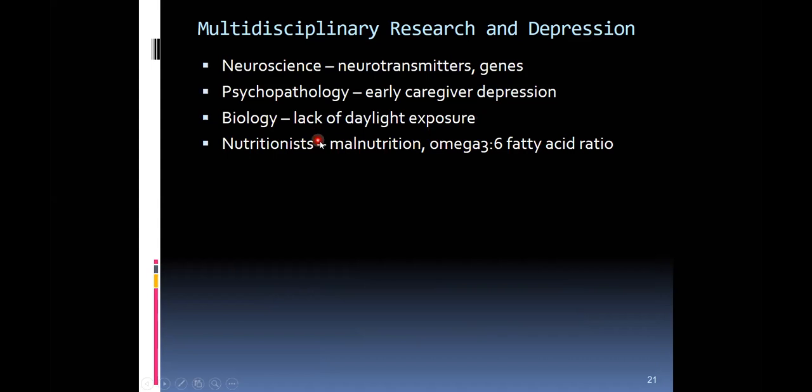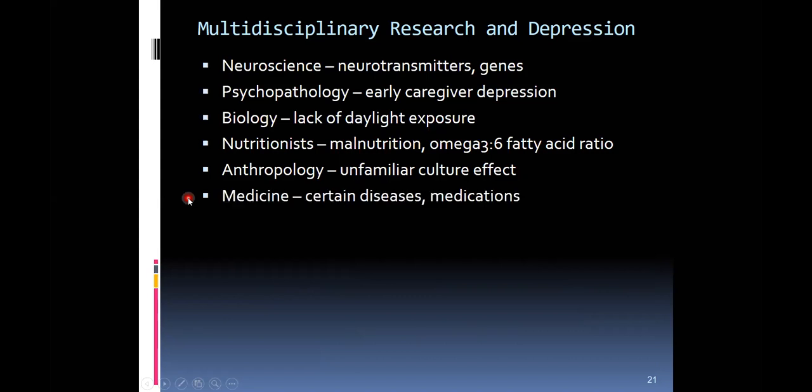Nutritionists have noted that malnutrition may be responsible for some people's depression. The type of fatty acid ratio in their diet can play a part in it for some people. There's just all kinds of things there. Anthropologists, in studying various cultures, found that if people were thrown into an unfamiliar culture and surrounded by that unfamiliar culture, one of the responses that can occur is depression. It becomes more common when the person feels alienated from the outward culture.